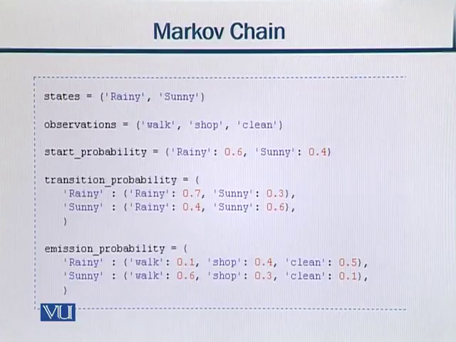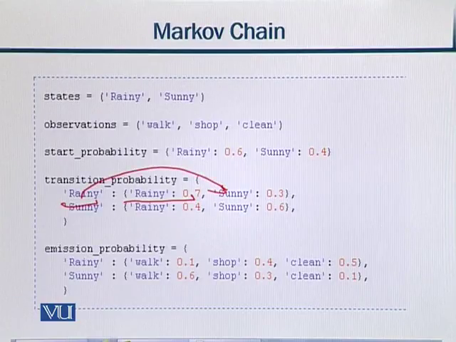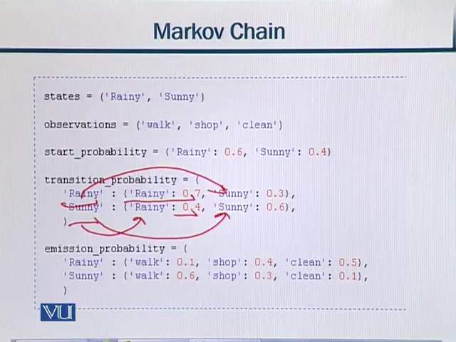Then we have transition probabilities. Let's say it is rainy and it will remain rainy: the transition probability is 0.7. So from one state it will remain in the same state, which is rainy, with probability 0.7, and from rainy to sunny the probability is 0.3. So it is a very low probability that the state will move from rainy to sunny. Similarly, if it is sunny, it moves to rainy with probability 0.4, and from sunny to sunny it is 0.6.